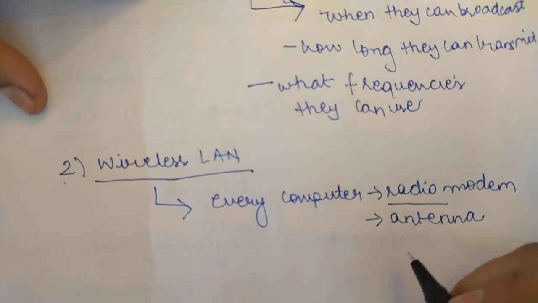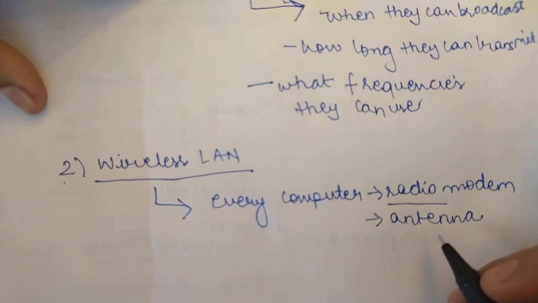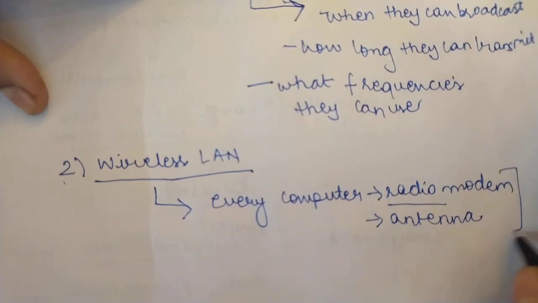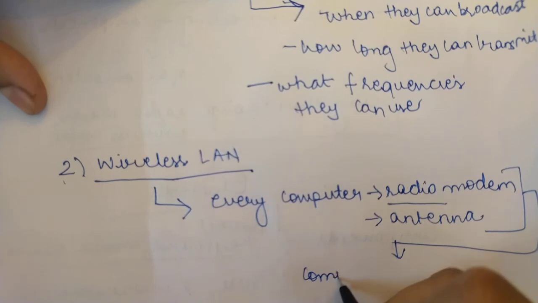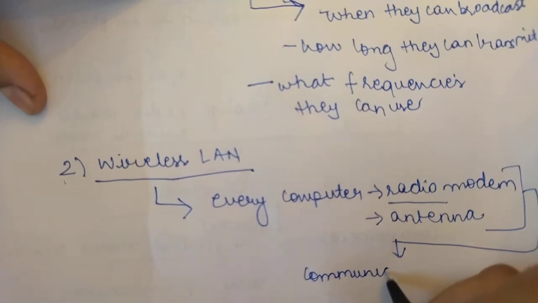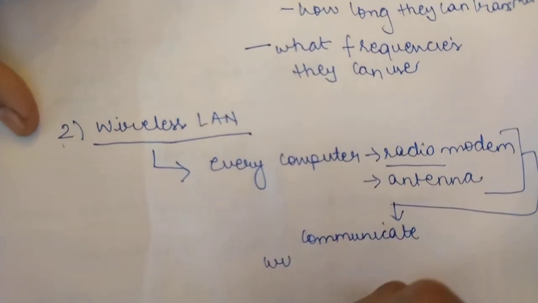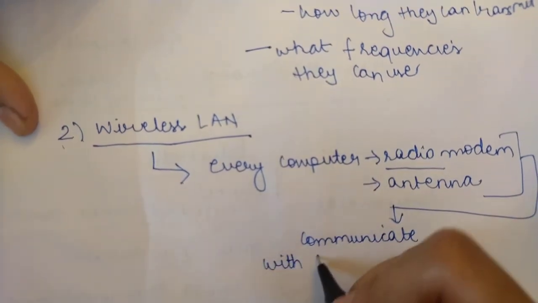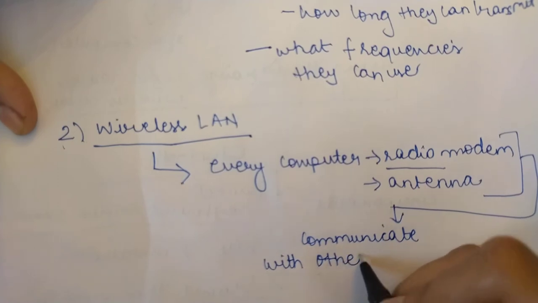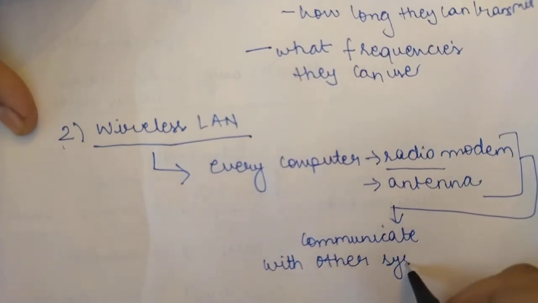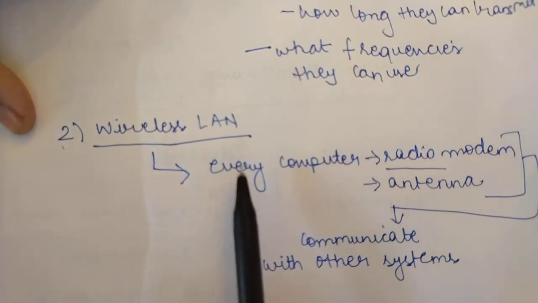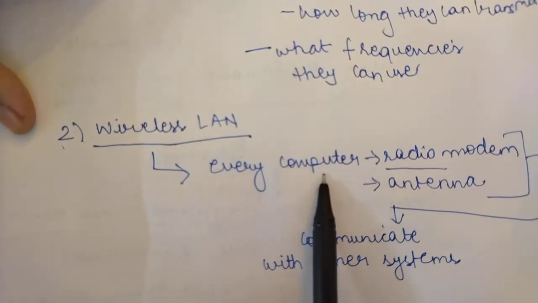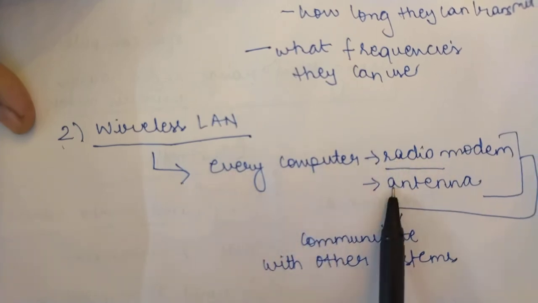Right. And with the radio modem and with the antenna, what can they do? They can communicate with other systems. So, precisely, in a wireless LAN there will be computers, and every computer will have two important components.